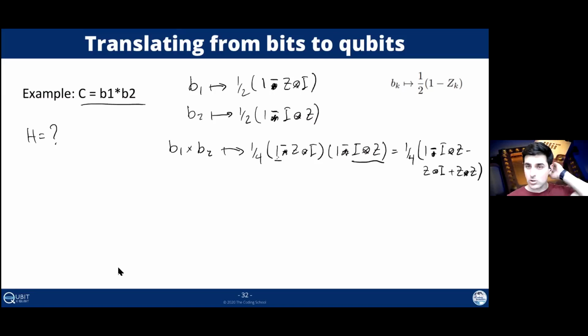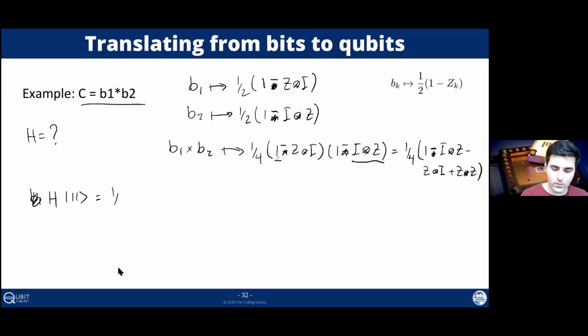And let's try this. Let's apply this to the state |1,1⟩. If we apply the Hamiltonian to state |1,1⟩, what do we get? If B1 and B2 are both 1, we expect our cost function to be 1. Now let's try to verify that.